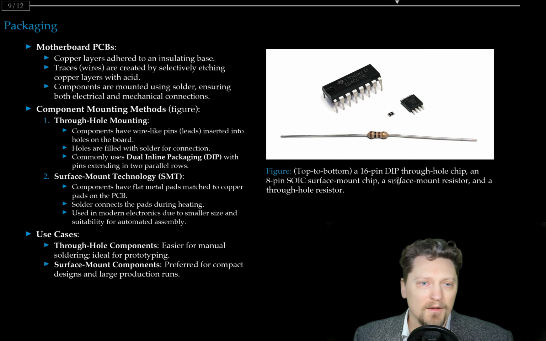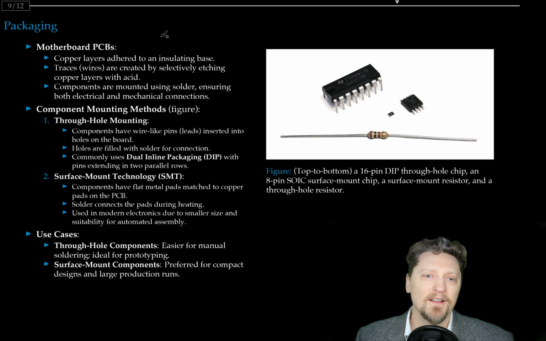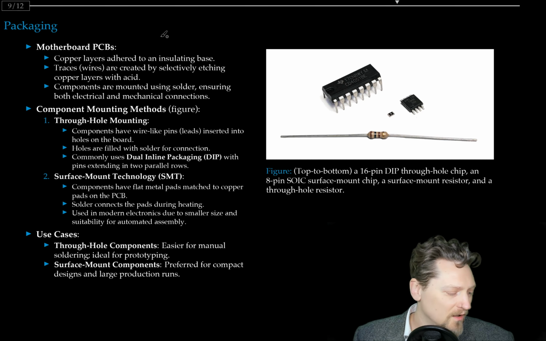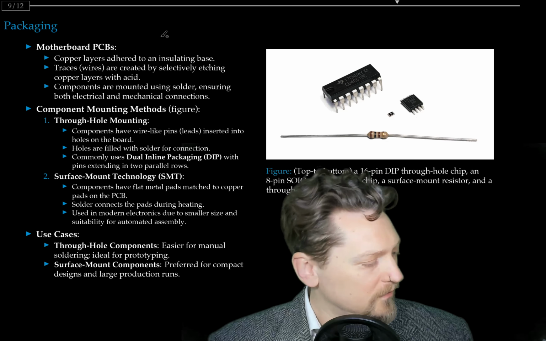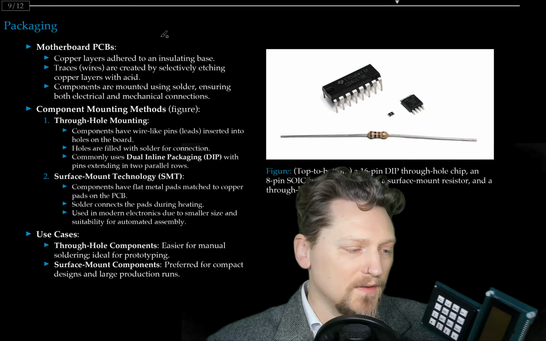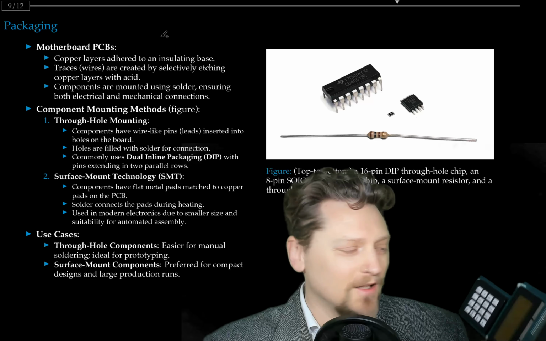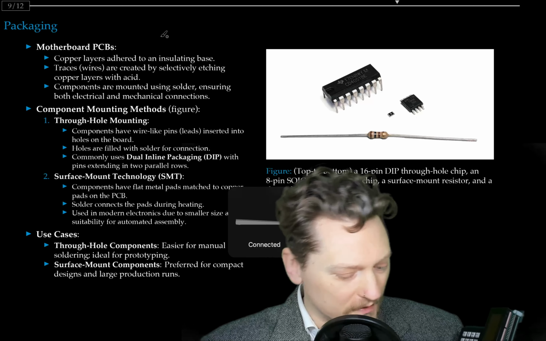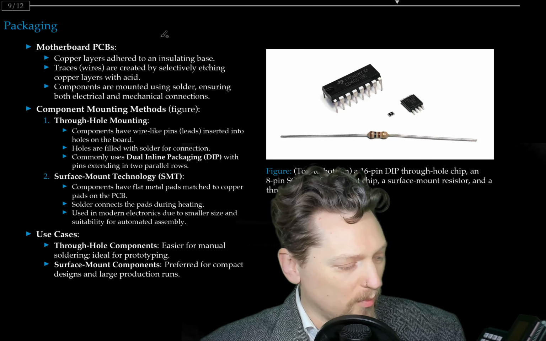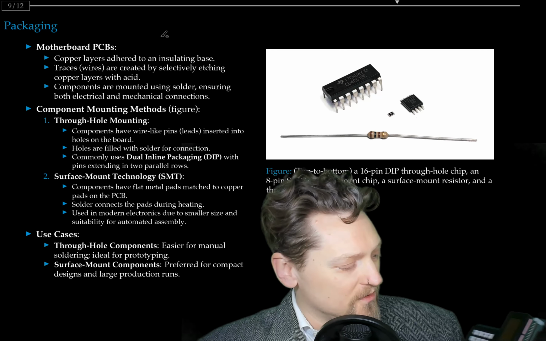Packaging. Okay, so packaging. Motherboard, printed circuit boards, motherboard, PCBs. Copper layers adhered to an insulating base are what printed circuit boards are made of. And I'll hold up the UI board. This is a PCB, characteristically green in color, but you can of course have lots of different colors of printed circuit board, and the UI board comes in different colors as well.